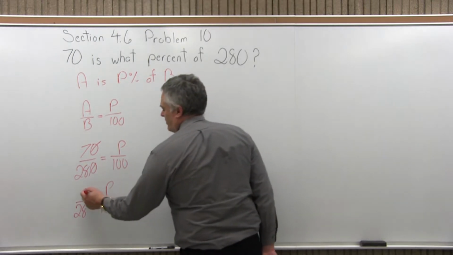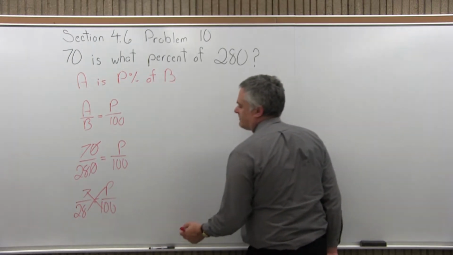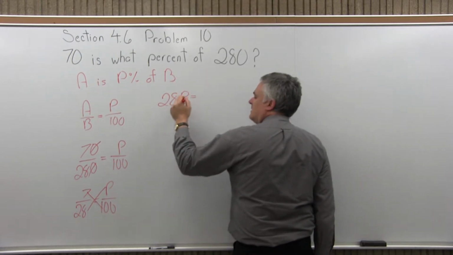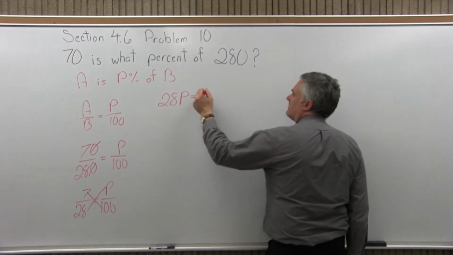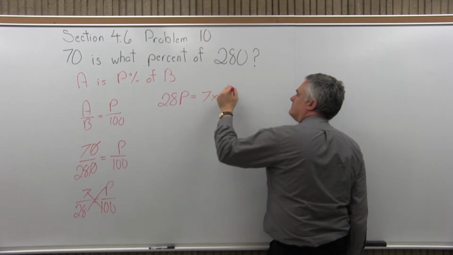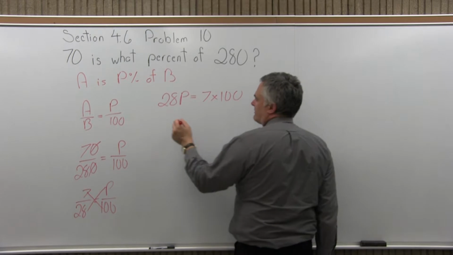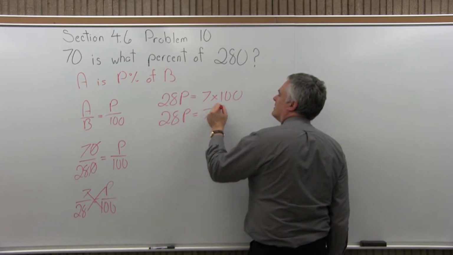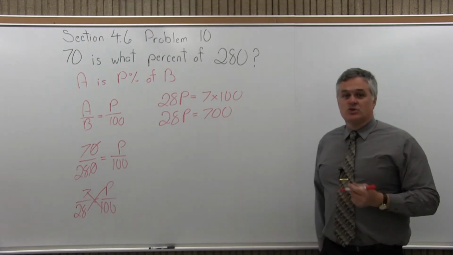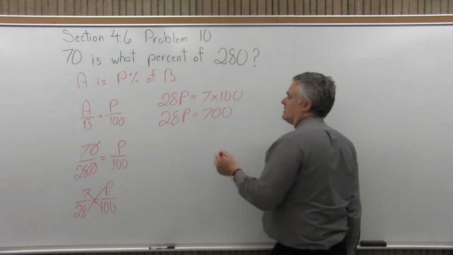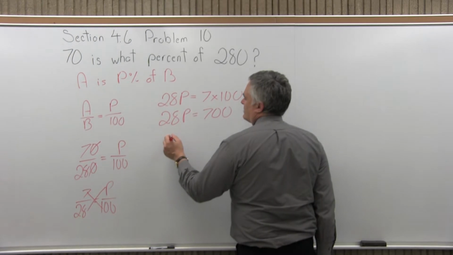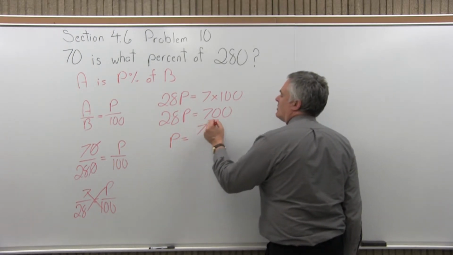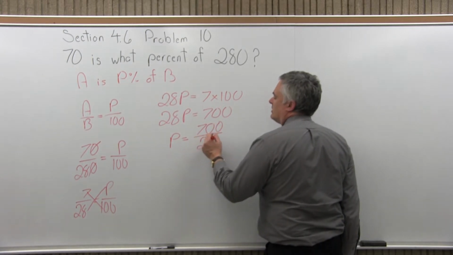So now to solve that, what we will do is cross multiply and then divide. So 28 times P will be 28P equals 7 times 100, which is easy enough, that's 700. So you'll have 28P equals 700. And now to solve for P, you want to divide by the 28. So P equals 700 over 28.